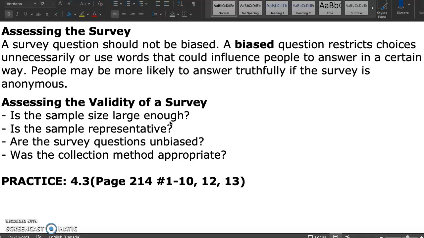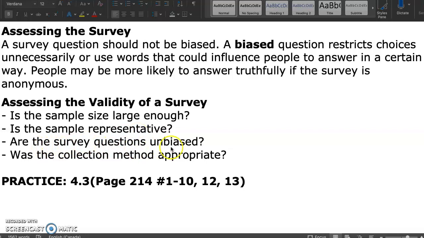The more people that are involved in the survey, the more likely it is that the sample group is reflective of the population. Is the sample representative? If you were to ask people who stayed after school for sports if they think that a new grant from the government should go towards fitness equipment, that group would likely have opinions that are different than the majority. So it's not a representative sample.